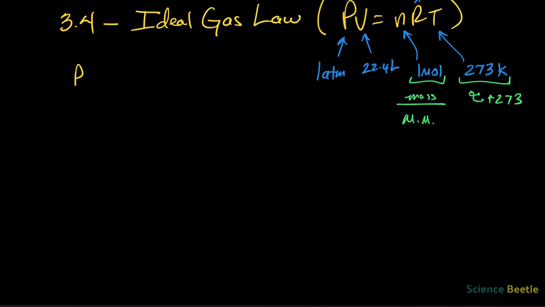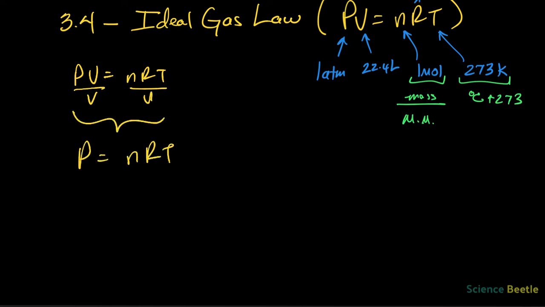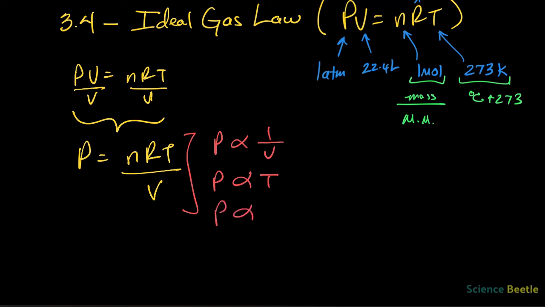One way that we can do this is to take the equation PV = nRT and isolate the pressure variable, bringing the volume over to the right side. So let's divide by V on both sides. That gives us pressure equals nRT over V. Here we can start to see the relationships. Pressure is inversely related to, or proportional to 1 over, the volume. Pressure is directly related to the temperature, and pressure is related to the number of moles.